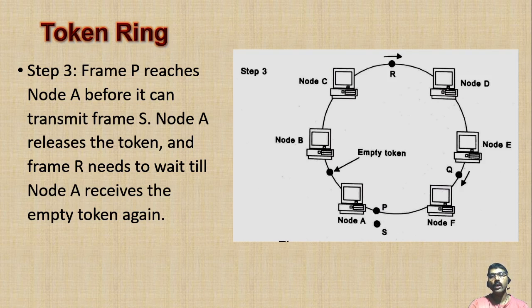Now the question arises: why does node A have to release the token? Why does it not keep sending data frames to node D? The reason is to overcome the monopoly of a particular station. If node A wants to transmit many data frames, all the other nodes would have to wait until all the data frames are transmitted by node A. So node A would have a monopoly on the data transmission. To overcome such problems, whenever the first frame sent by node A is received, it releases the token and gives the next station a chance for data transmission. Like that, the process continues.